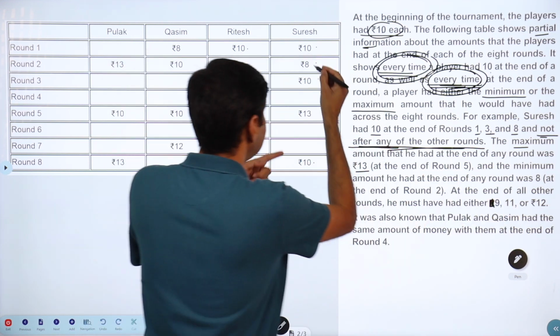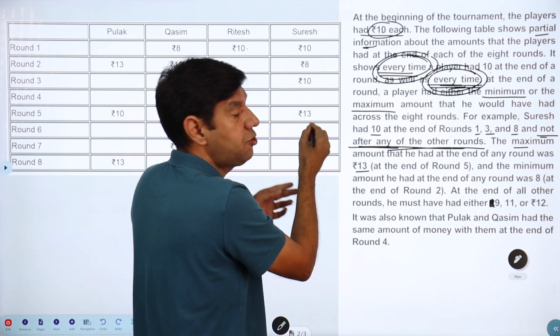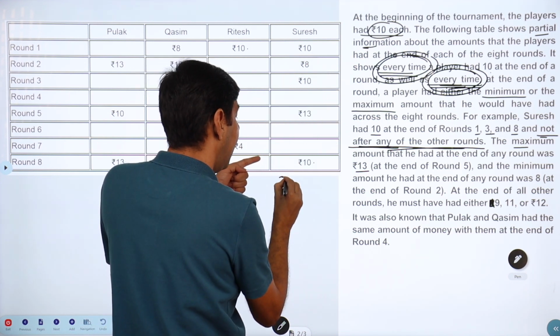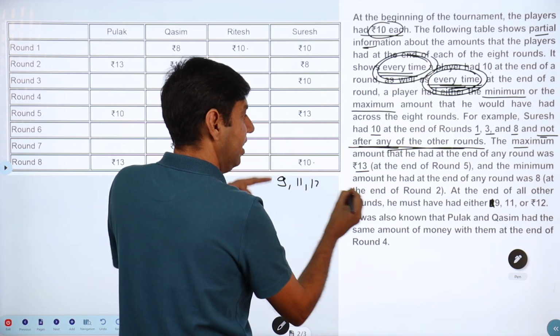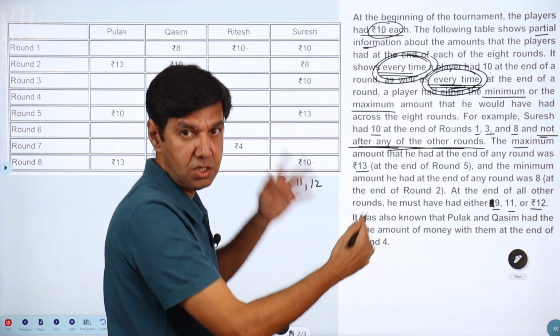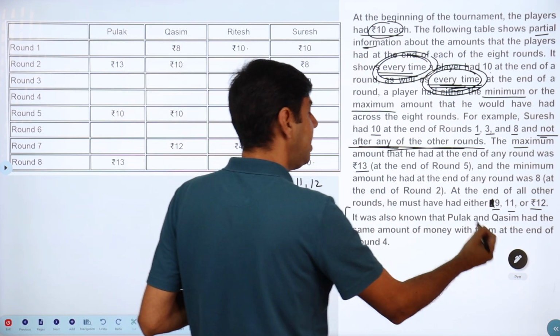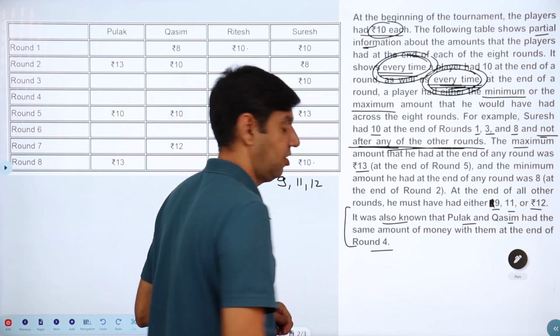So it continues and explains. So the minimum is 8. So you can't have a repeated 8 or else it would have been shown. So you can only have a 9, a 10 can't be there, 11 or a 12. That is what is written. Further, don't forget, usually in this long list of data, we miss out that it is also known that P and Q had the same amount of money at the end of round 4.